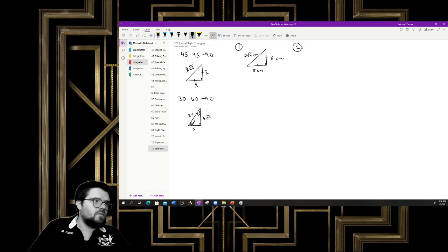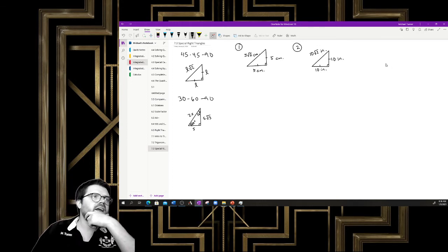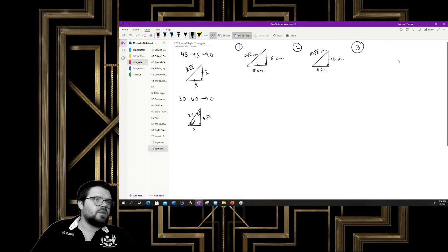If I have any value here that's a leg, doesn't matter which leg it is, but if I'm given a leg, I get 10 inches, the other leg's going to be the same, 10 inches, and then the hypotenuse is that times the square root of 2. So those are pretty straightforward. Where it gets a little confusing for some students is, okay, let's say I have a hypotenuse instead of a leg that's given to me.